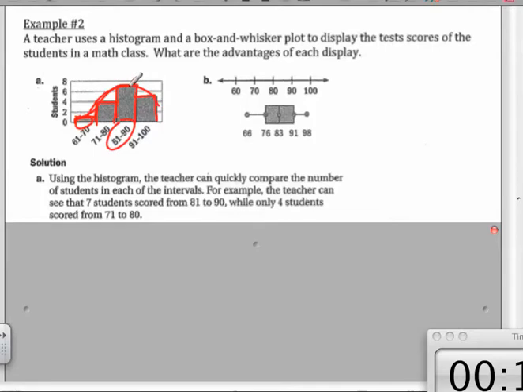Well, let's see. This is 5. This is 7. This is 4 and 1. So that's 12, 17. Yep. Okay. Now the next one.